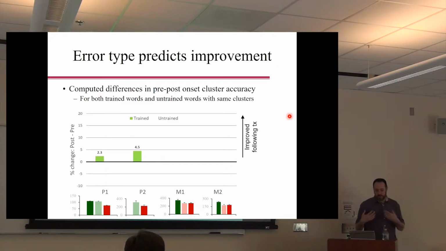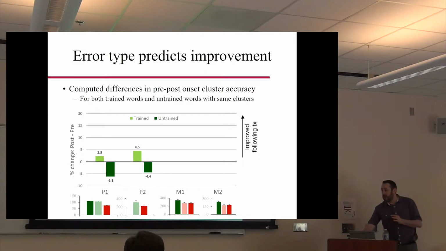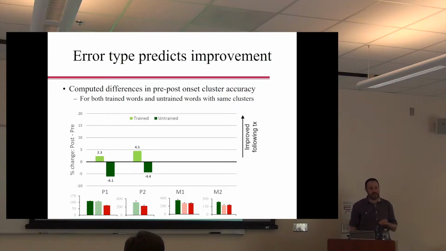So now what I'm going to present here is their change in performance from that pre-test to the post-test. This is just a simple % change in their performance from the pre-test to the post-test. And so for each person, we'll look at both the change in the trained words and the untrained words. So first I'm going to present the two individuals who made phonological errors. So they showed small improvements on the trained words. They showed small decrements on the untrained words.